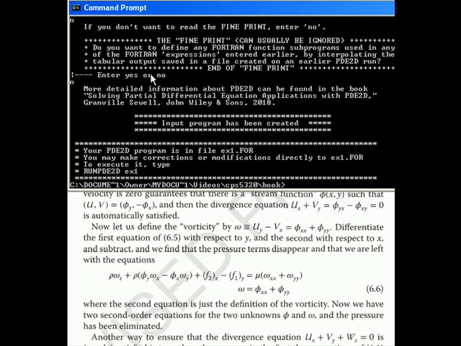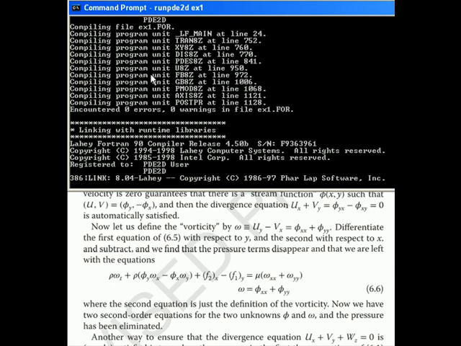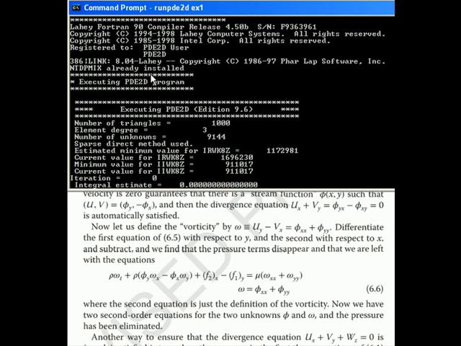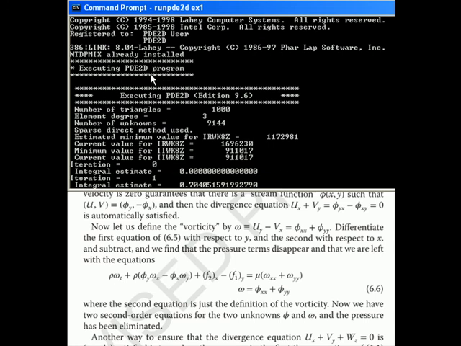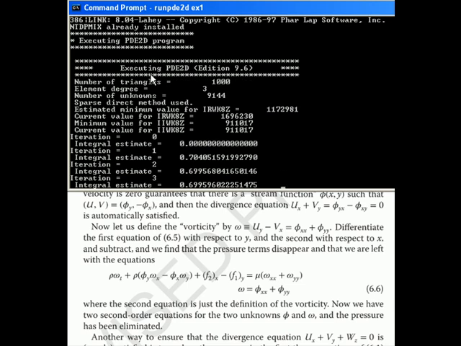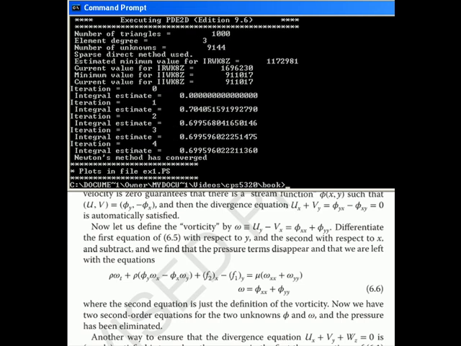And we're done. So let's try running that, and it should give 0.7 again as the integral of vorticity. If it doesn't, it's not working right. Looks like it is working. So let's look at the plots.